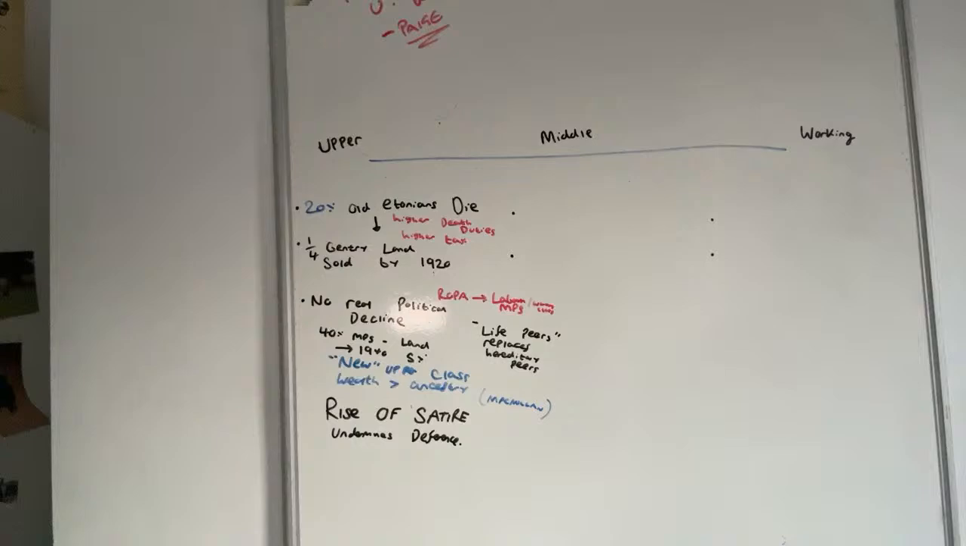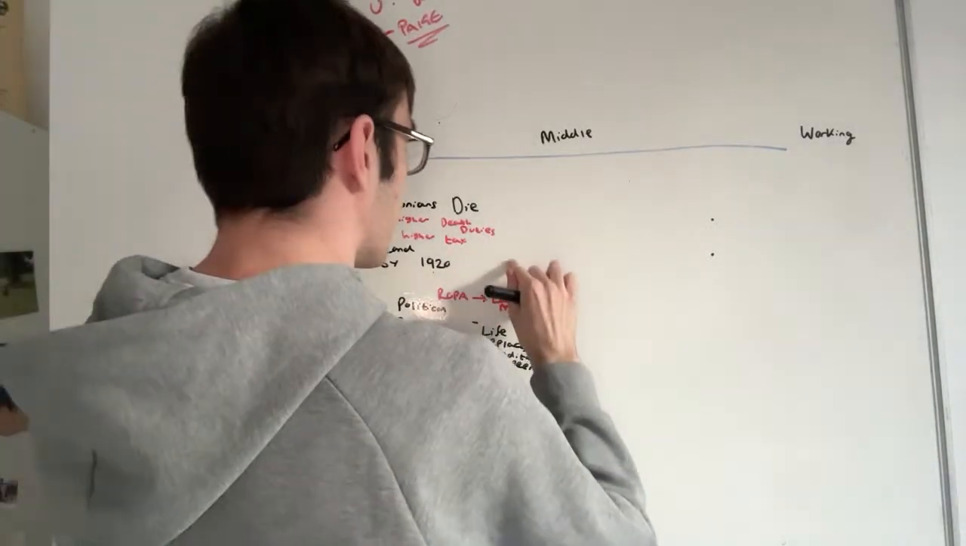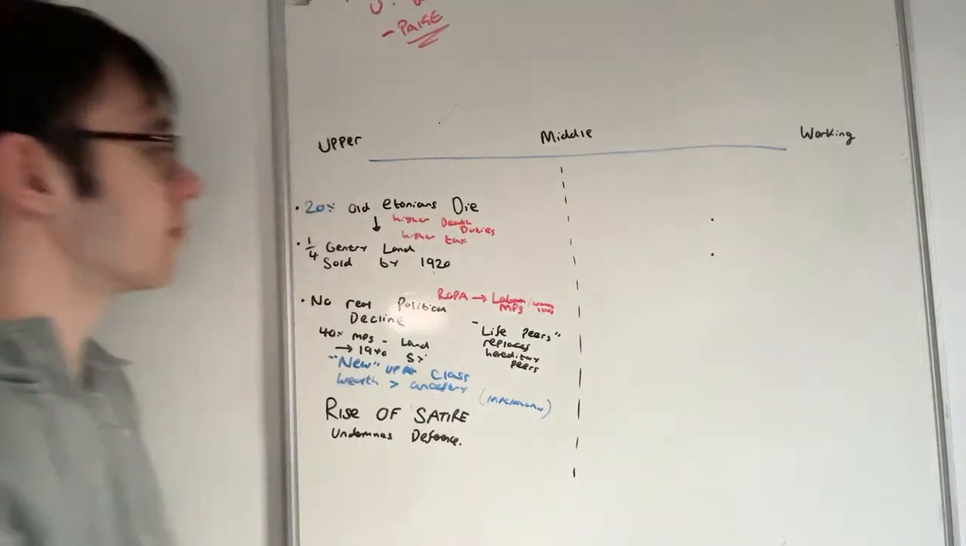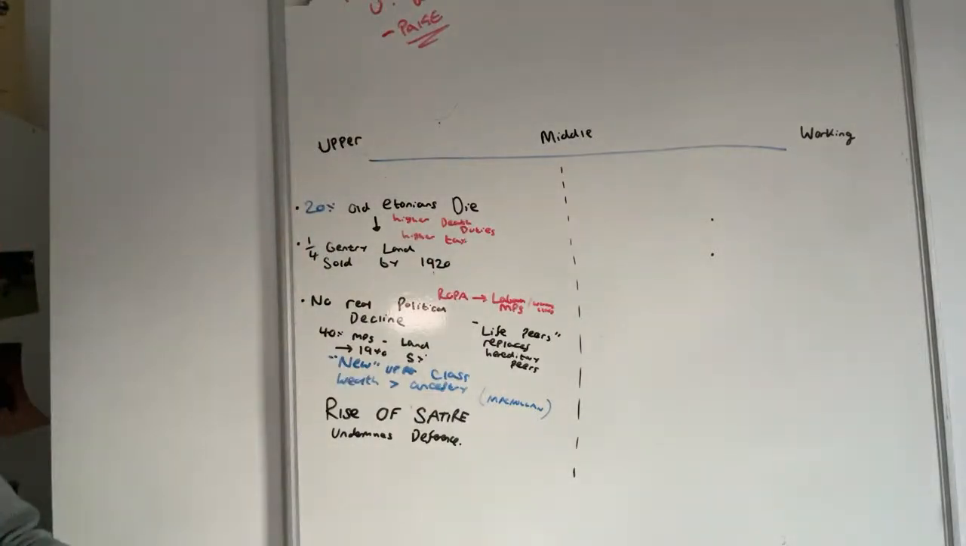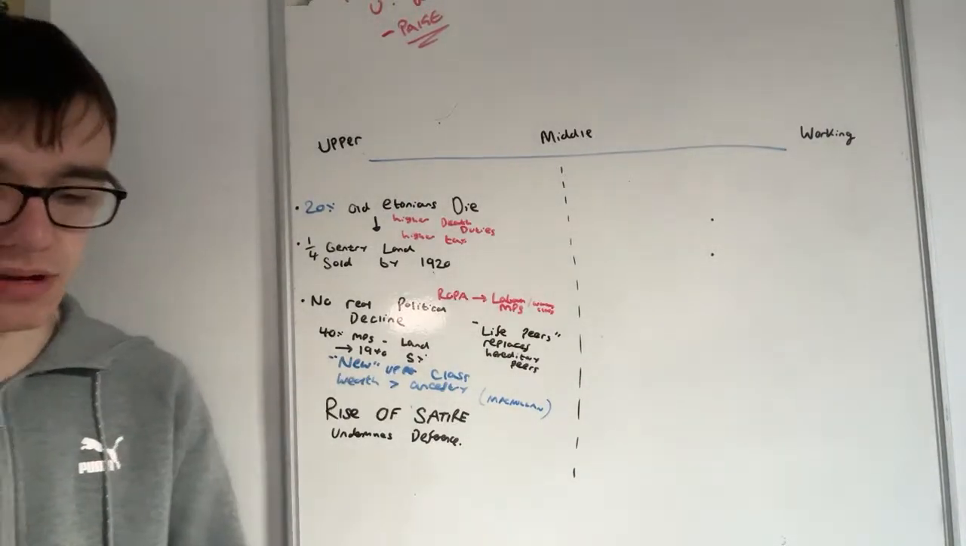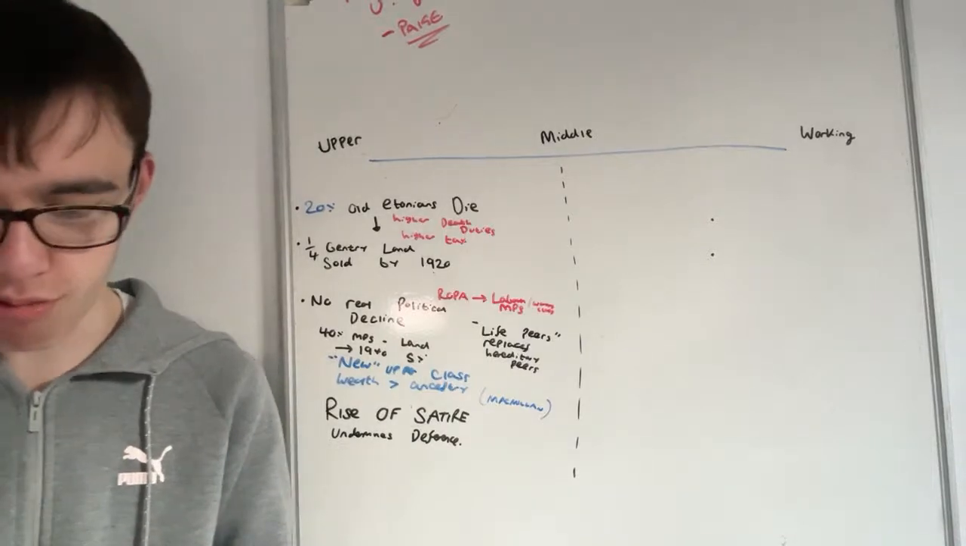It undermines the deference. So, already, those are some huge changes in the upper class. Now, middle and working class, we can almost bunch together in a way, because the middle class are just working class, who are mainly defined because they can buy houses.